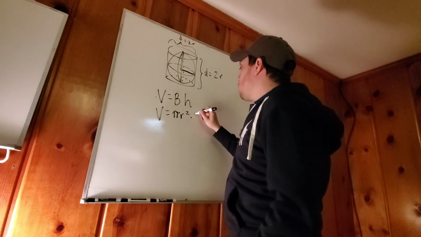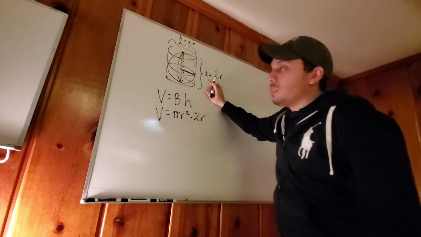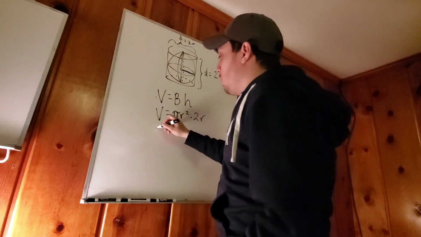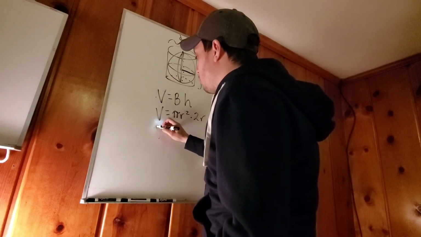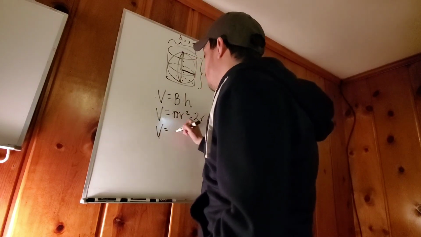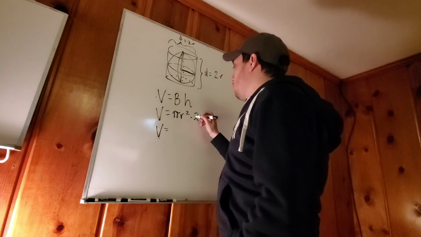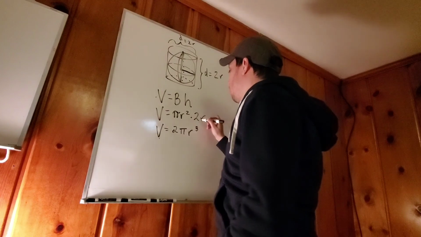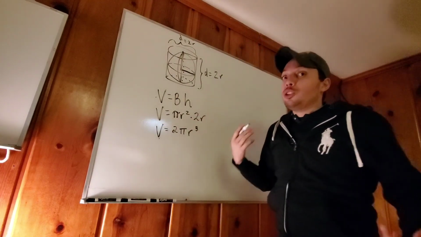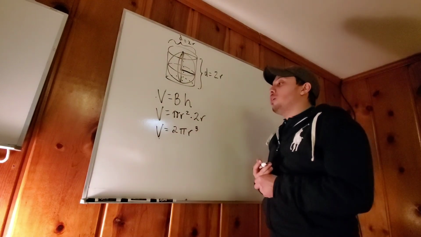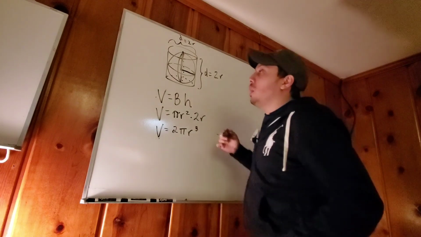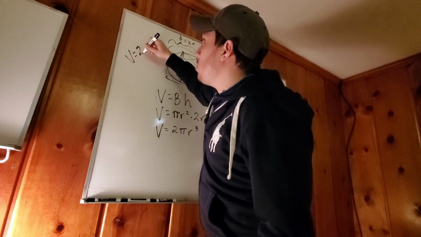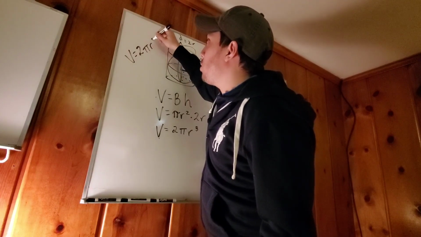Times 2 times the radius. Why 2 times the radius? Because the diameter is 2 times the radius. So the volume of the cylinder would be 2 times pi times the radius cubed, because radius squared times radius is going to be radius cubed. So I found the volume of the cylinder: volume equals 2 times pi radius cubed.